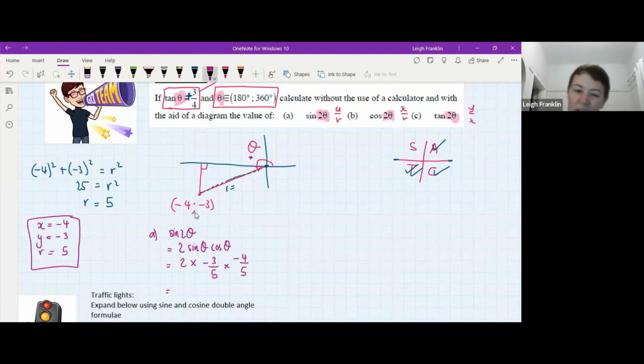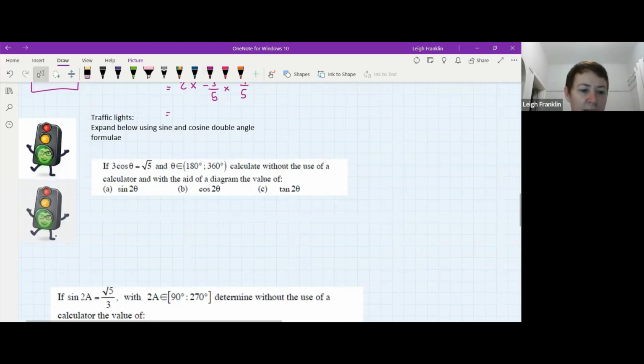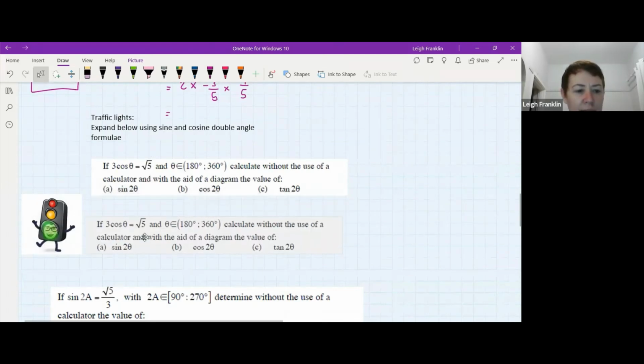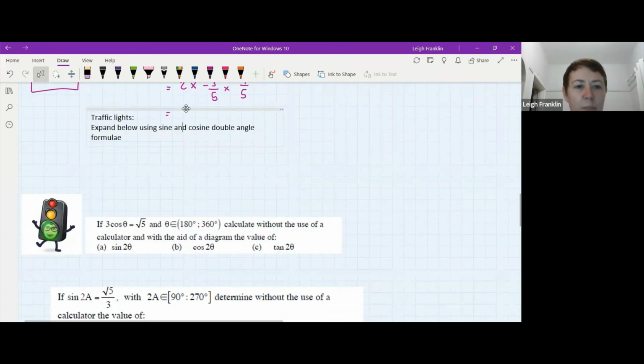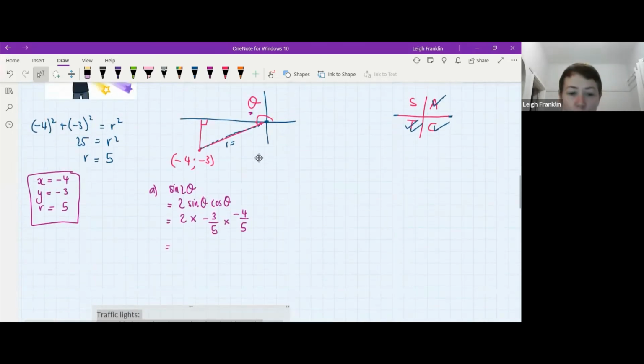And if you pick up a calculator now to work out the answer, no one's going to really mark you down on that. It's just getting to this point here where it's really important that you didn't use a calculator. But hopefully you don't need a calculator to work this out, because a negative times a negative is a positive, and 3 times 4 is 12, and 12 times 2 is 24, and 5 times 5 is 25.